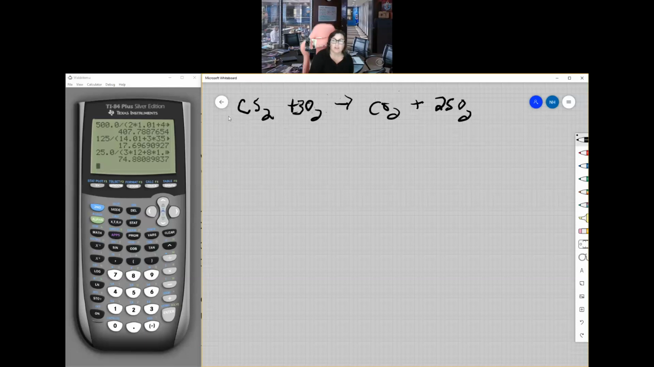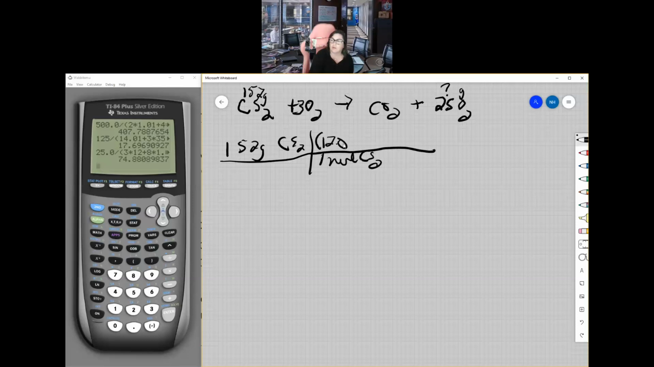If that's true, and I need 152 grams of the CS2, then I'm going to know how much sulfur dioxide. Well, let's check that. 2 grams CS2. And this is going to be 12.1 plus 2 times sulfur is 32.07.